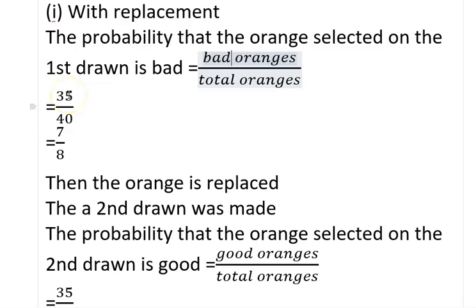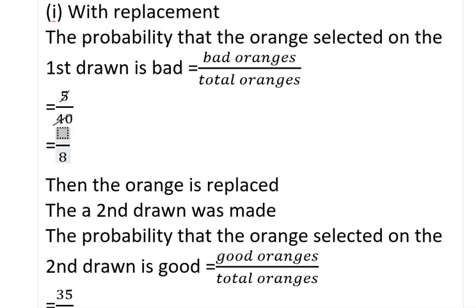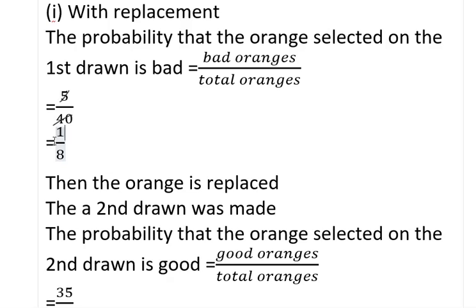So bad oranges now, we have 5 of them over total oranges, which is 40. Good. So 5 can cut here 1, 5 can cut here 8. So we'll be left with what? 1/8. Beautiful. Now, then the orange is replaced. Then a second drawn was made.